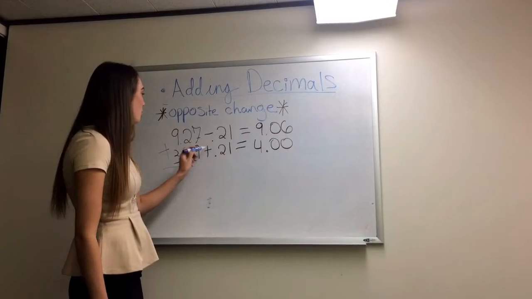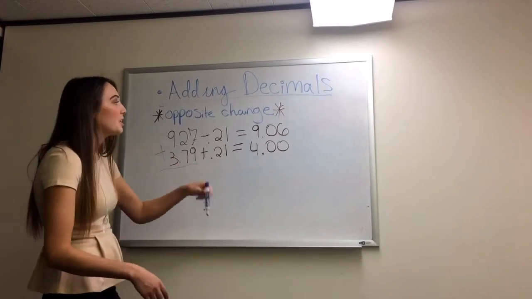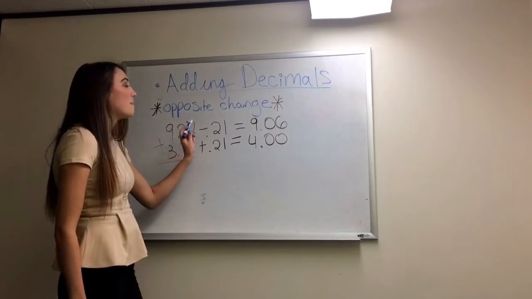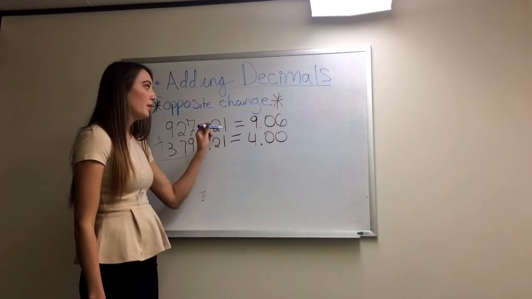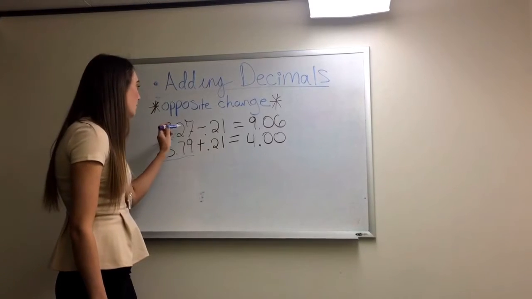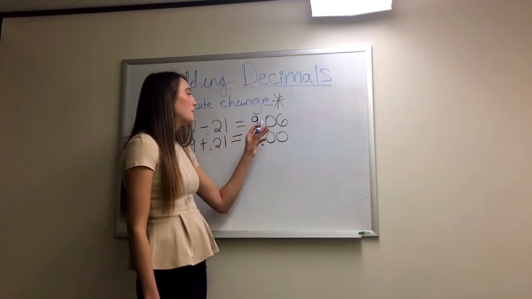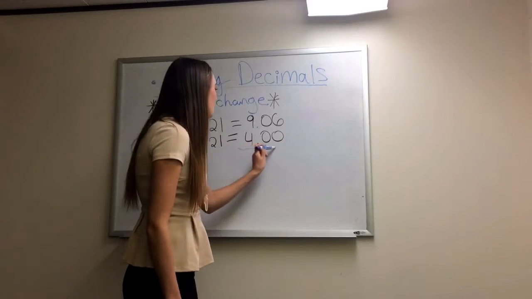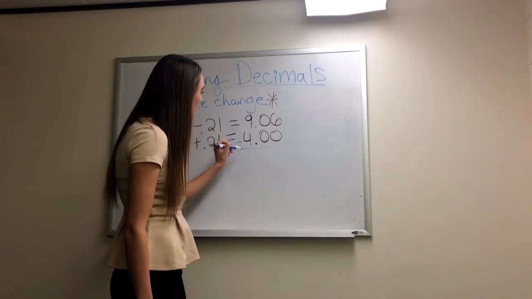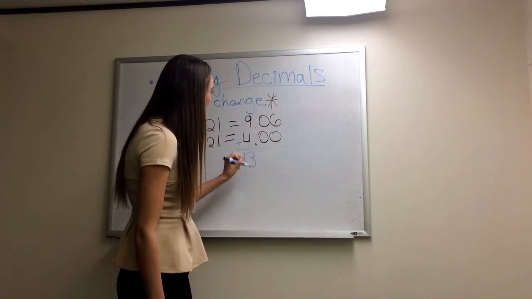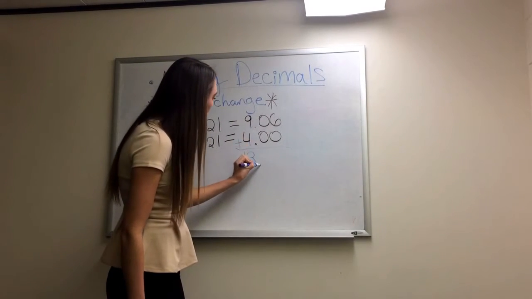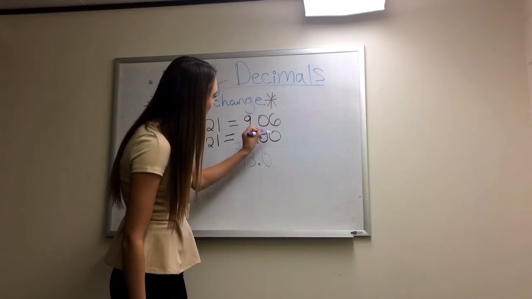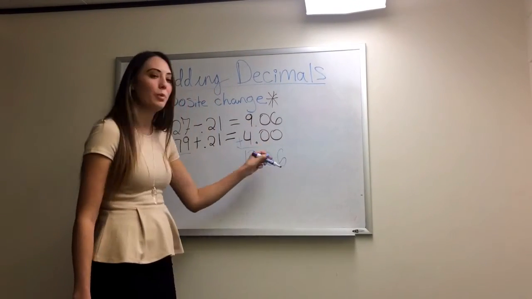Since we added 21 to 79, we have to do the opposite to the 9.27. So what I did was I subtracted 0.21 from 9.27, and I got 9.06, which is also a lot friendlier of a number. So then we just come over here and we add 9 plus 4, which is 13, and 0, don't forget the place mark, and 0 and 6. So we have 13.06.